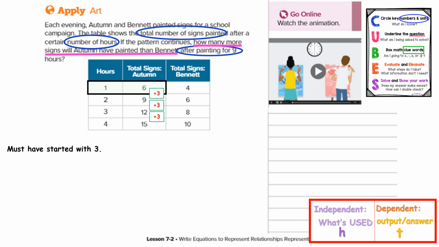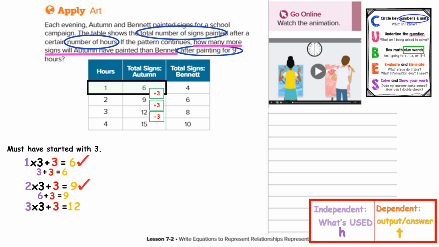Therefore, I must deduce, I must infer that she started with 3 already. What that tells me is that for every hour, I can paint 3, and then I have to add that original 3, that constant, and that gives me my 6. So when I check my work, 3 plus 3 is 6. That does equal correctly, but now I need to make sure that that is the correct rule or the correct relationship. So I plug in for 2 hours: 2 times 3, because I'm making 3 per hour, plus the original 3 that I started with would give me 9. Yes, it does. So I know that that's correct.